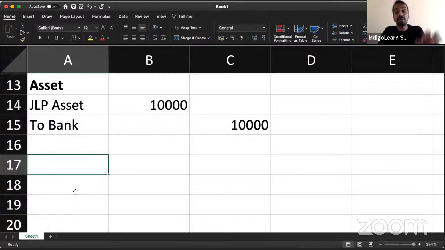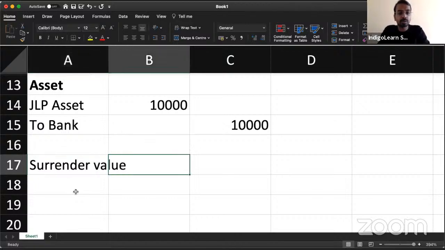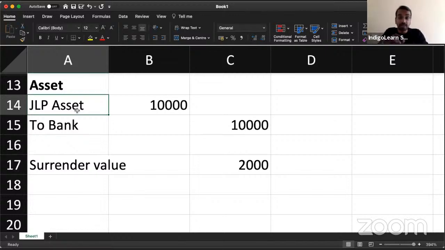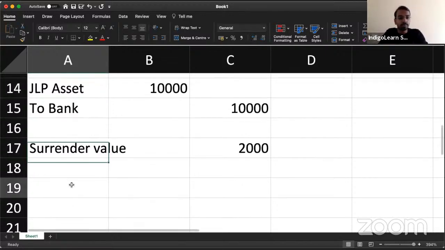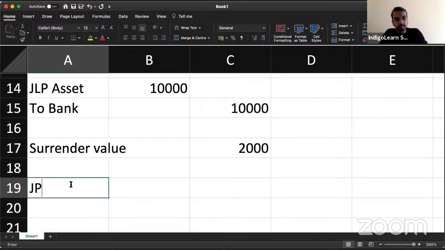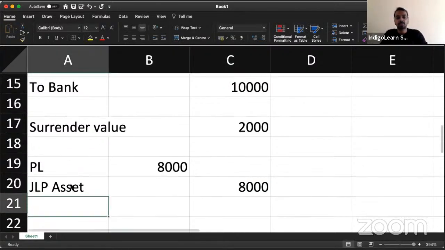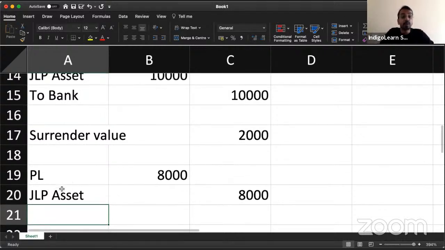You will debit the balance, that is the difference of 5,000, to P&L. Or assume the surrender value is 2,000, which means this asset is not worth 10,000. This asset is worth only 2,000. So you will debit the P&L account by 8,000. You will credit the JLP asset account by 8,000. Now with this, what will happen? The joint life policy asset value will now be seen as 2,000, which is the surrender value.